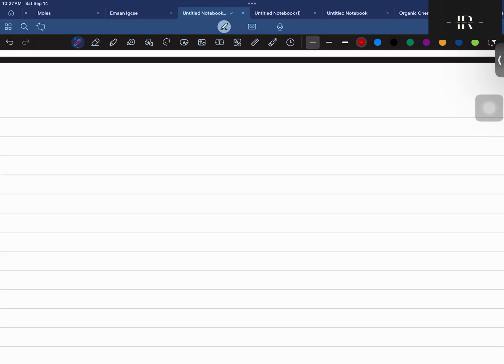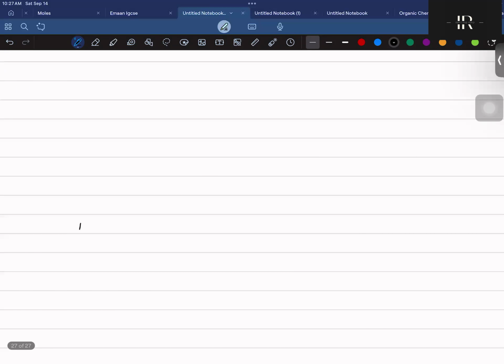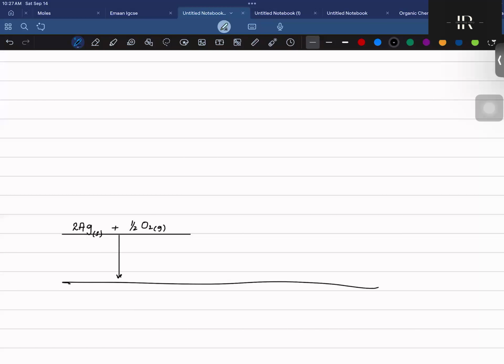So first of all, Ag2O, right? 2Ag solid, and O is half O2. Why half O2? Because in the formula there is only one oxygen. This is formation.